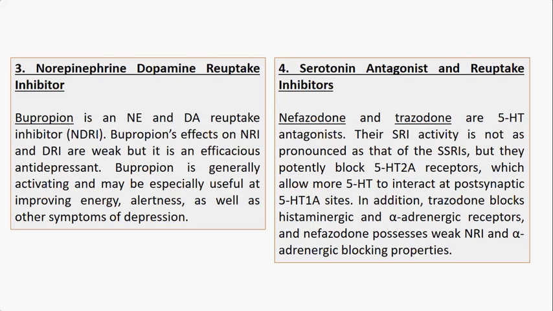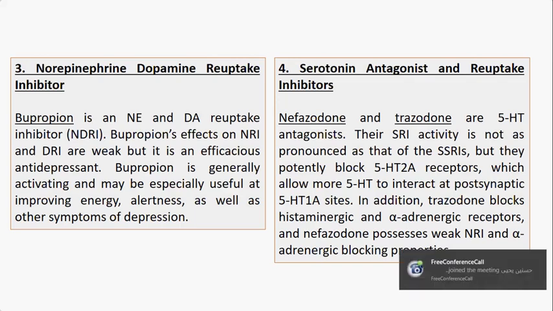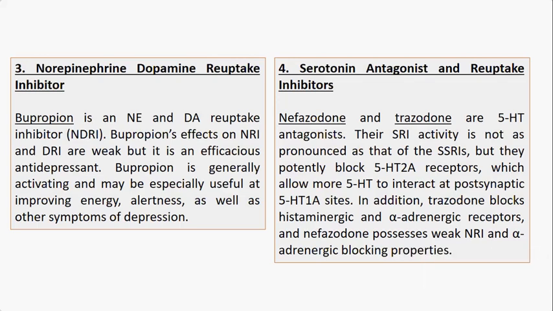They are classified as serotonin antagonists, and their serotonin reuptake inhibition activity is not as pronounced or as strong as that of the selective serotonin reuptake inhibitors. مثل ما قلنا هم ما يصنفون as selective serotonin reuptake inhibitors لأنه هذه الactivity عندهم تكون very weak، لكن هم يصنفون mainly as serotonin antagonists.